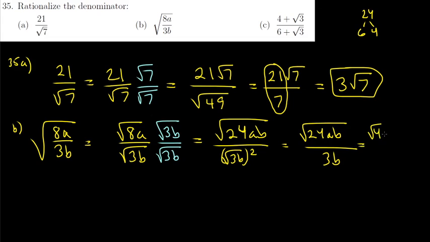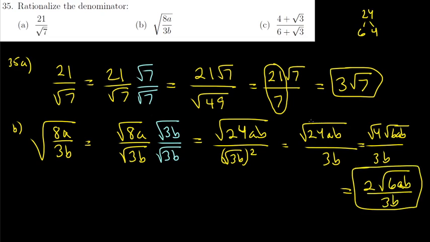So square root of 4 is 2 here, right? So, yep, this is going to be 2 times the square root of 6ab over 3b. Nothing cancels, but yeah, you should simplify the numerator. The square root of 24 is not considered simplified. Phew. All right, good. And then part C.